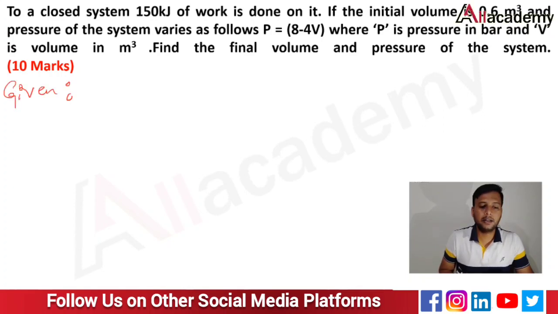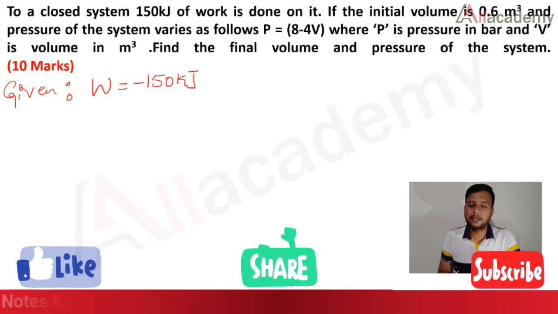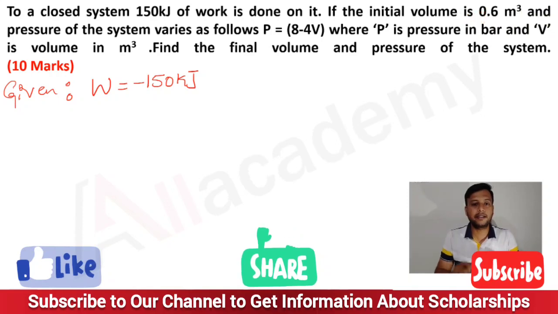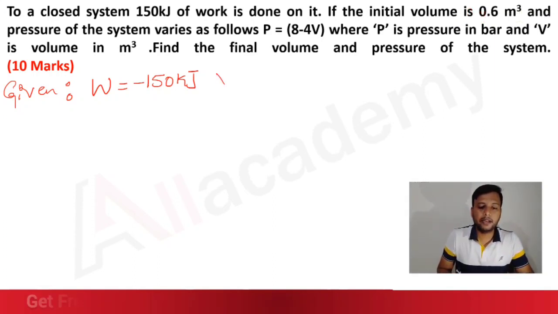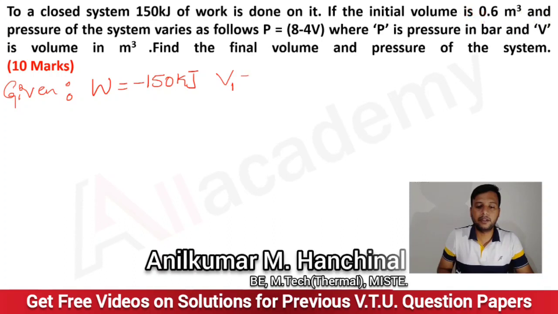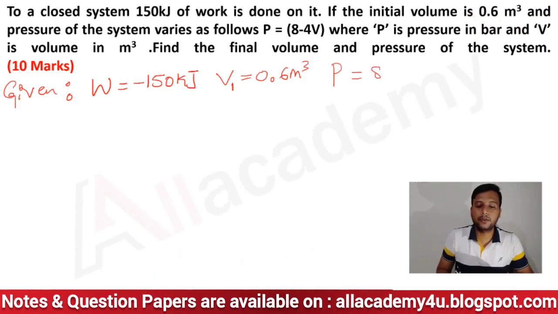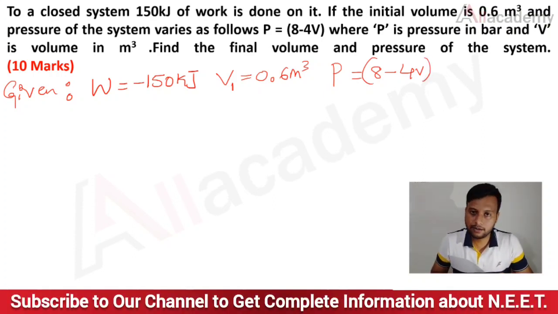The given data are: the work, which I will consider as minus 150 kilojoules, because work done on the system is considered a negative quantity, whereas work done by the system is considered a positive quantity. Here the work is done on the system, so it is negative. Next, the initial volume V1 is 0.6 meter cube, and the pressure is given in the form of a relation, P is equal to 8 minus 4V.